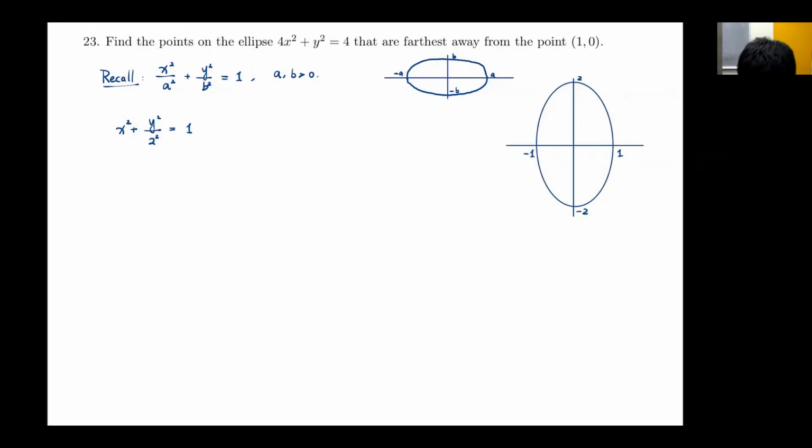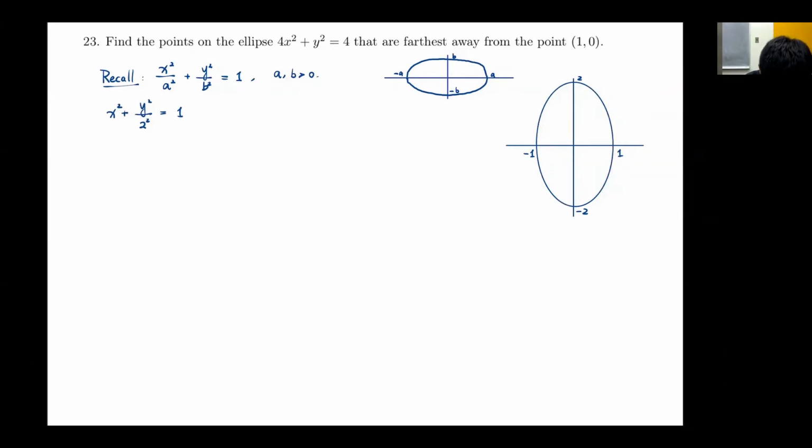All right, so we are looking for a point on this curve such that it is the farthest away from the point (1, 0). So we are looking for a point on the ellipse that has the maximal distance to the point (1, 0). That's basically what the problem is asking about.